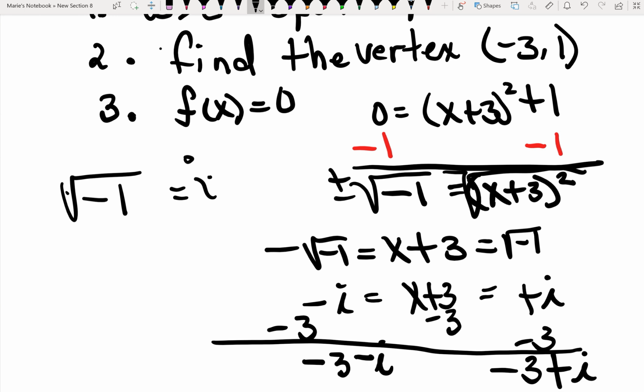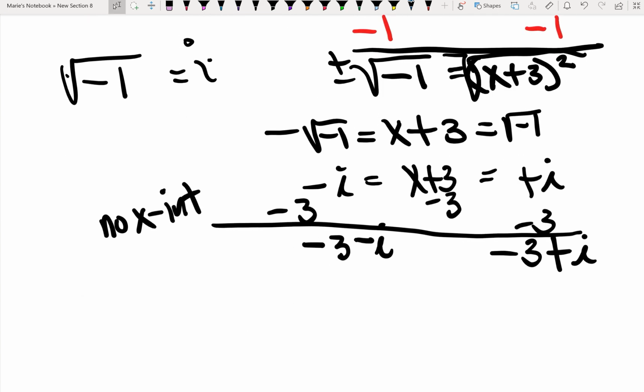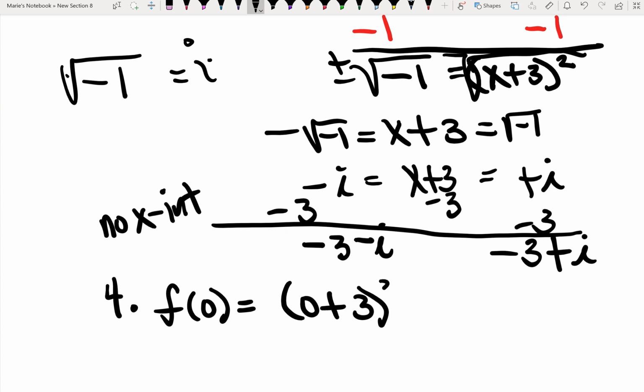All right, and so those are imaginary, so there are no x-intercepts, no x-axis intercepts. For step 4, what I want to do in that case is let x be 0, so f of 0 is equal to 0 plus 3 squared plus 1, which is 9 plus 1, which is 10. And so this definitely goes through the point (0, 10).